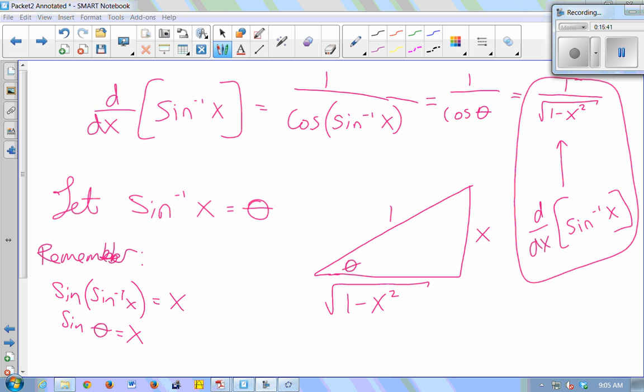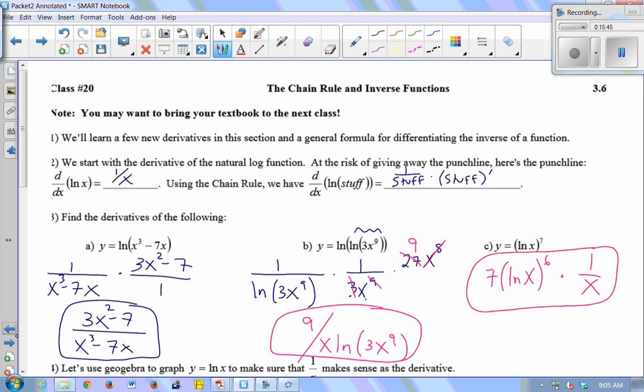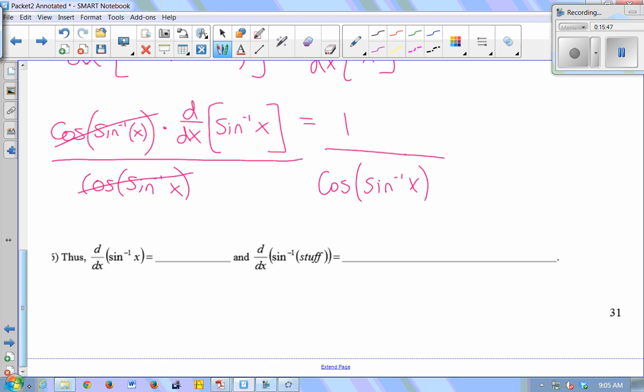So coming up with that formula is a little bit tricky, but let's just write down what we learned here. The derivative of inverse sine is 1 over the square root of 1 minus x squared, which means if I want to take d dx of the inverse sine of some stuff, instead of an x, I'm going to have some stuff, so that would be 1 over the square root of 1 minus my stuff squared times the derivative of the stuff.